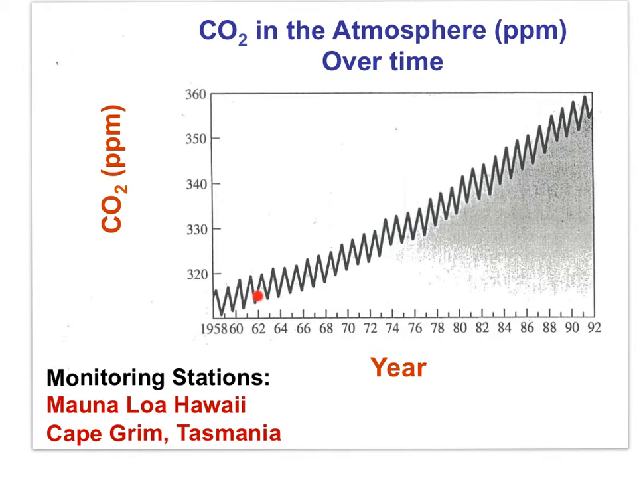Remember that the slight fluctuations seen here are due to seasonal temperature changes in the Northern Hemisphere. During the winter in the Northern Hemisphere, photosynthesis slows, thus carbon dioxide levels are high, while in the summer, when warm temperatures stimulate photosynthesis, carbon dioxide levels are lower.